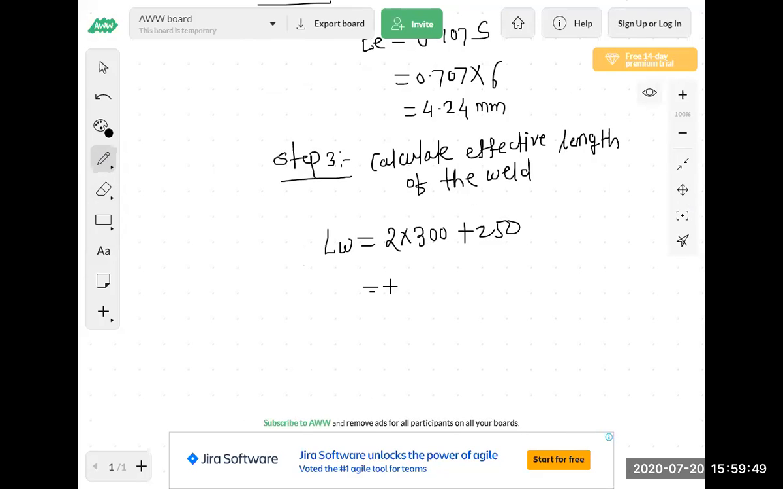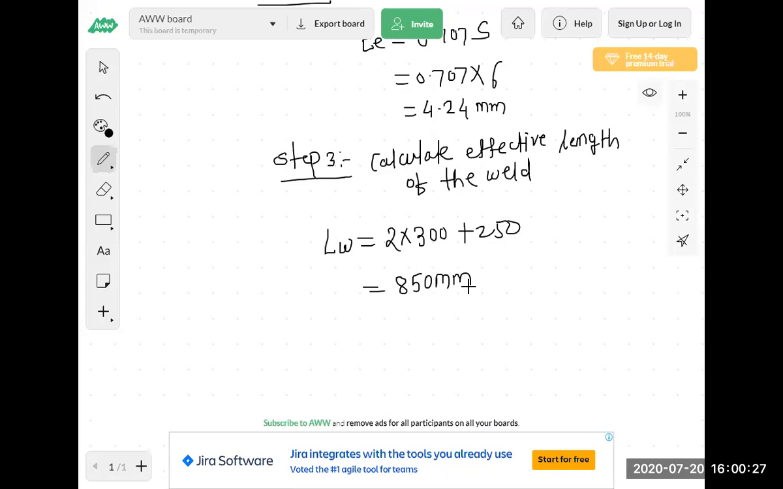Is this correct? See what I have written. 2 into 300 means two sides of 300 are there and one side of 250 is there. So it is 850 mm. 850 mm is the length of weld. That is the effective length of weld. So in this way you have to calculate the effective length of weld.